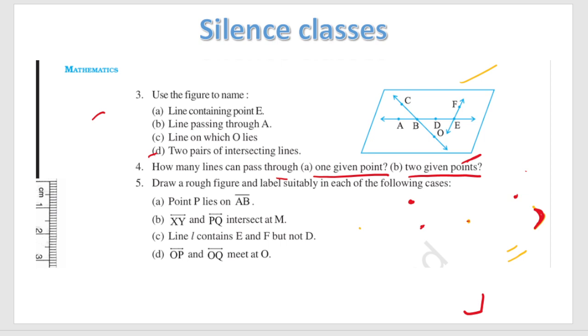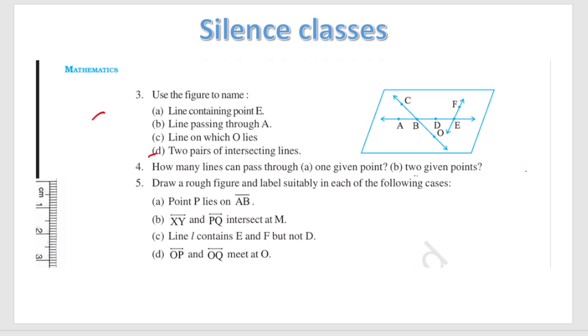Now what is question number 5 saying, draw a rough figure, means we have to draw a figure by ourselves. Now the figure is not given to us, we have to draw a figure by ourselves, and label it suitably in each of the following cases. And we have to label it by ourselves suitably, means in the manner given in the question, or the question is asking.